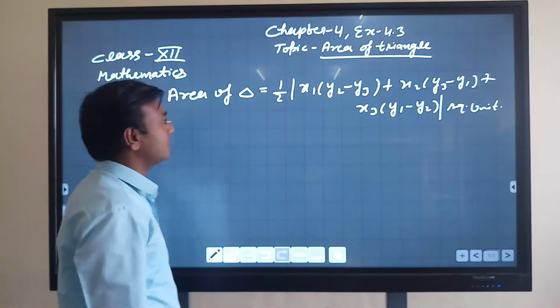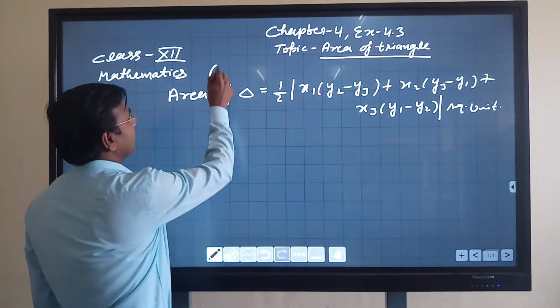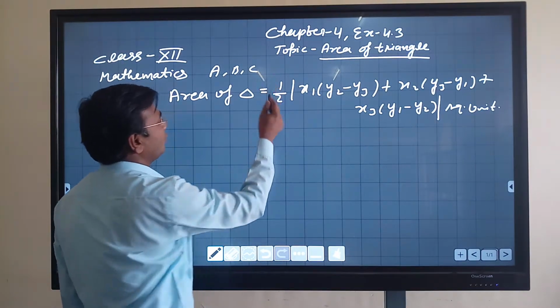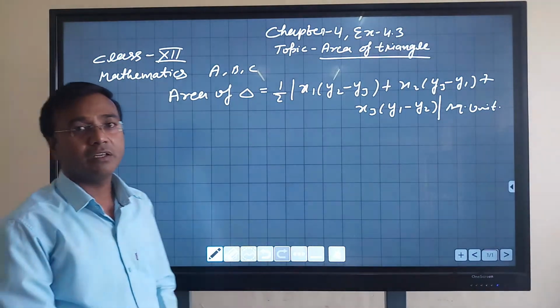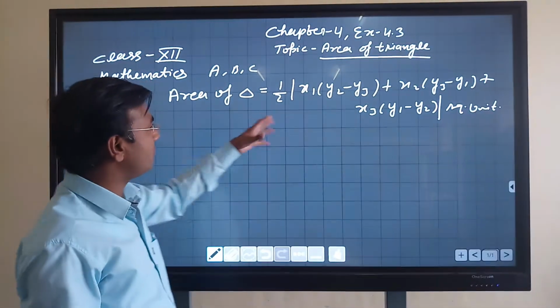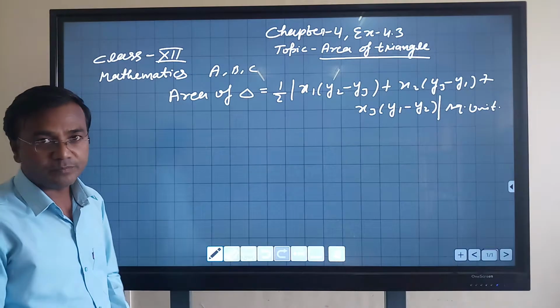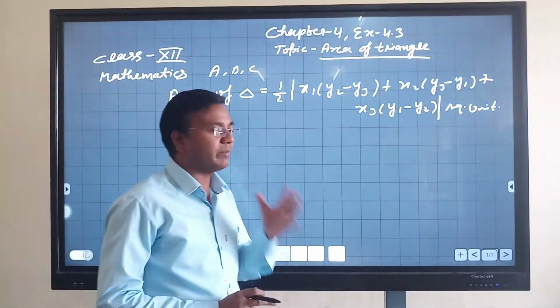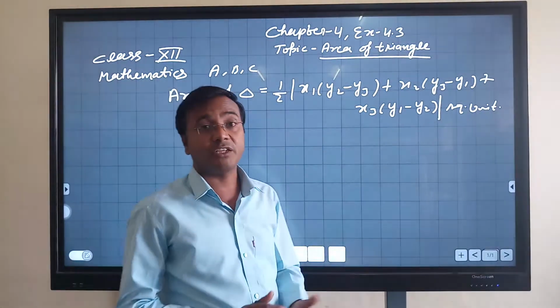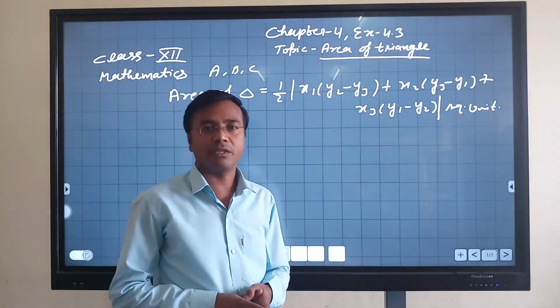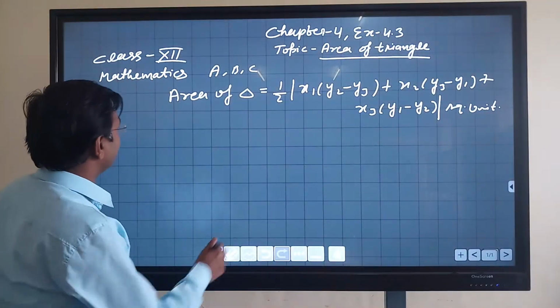If the coordinates of a triangle ABC are given as (x1, y1), (x2, y2) and (x3, y3), now this relation can also be expressed in the determinant form, right? So in class 12 we will be using not this method, but the determinant method. So how to find the area of a triangle by using determinants? Okay, so let's see the formula.